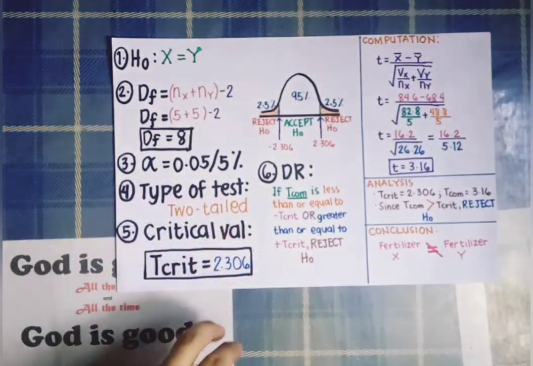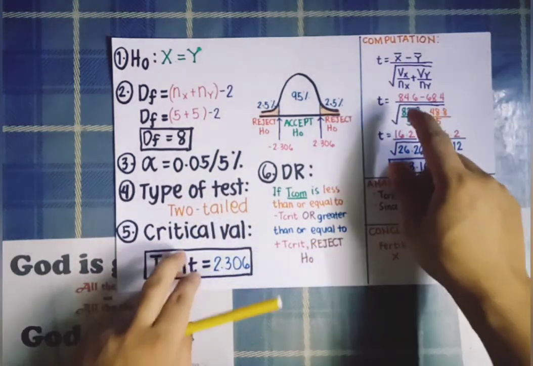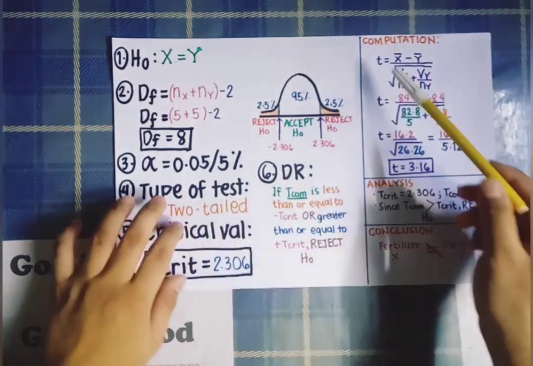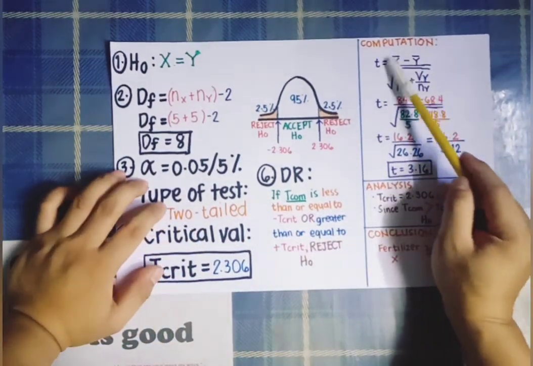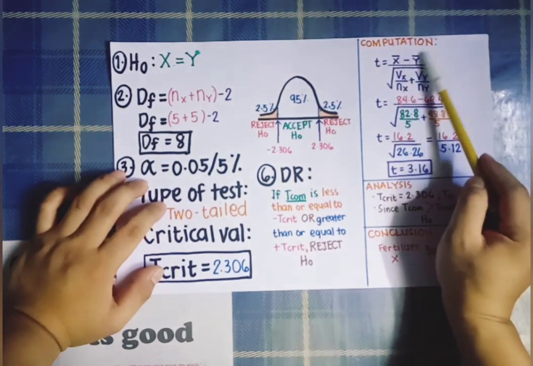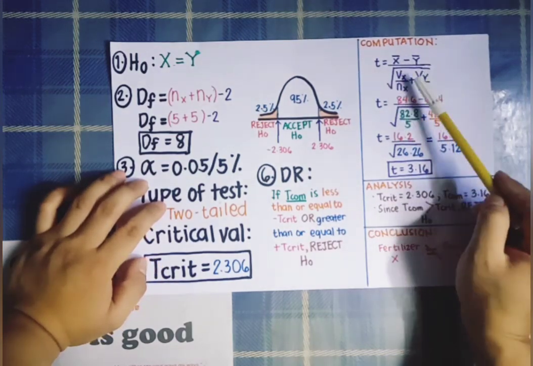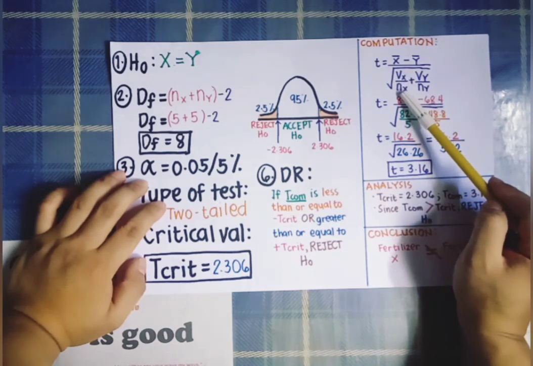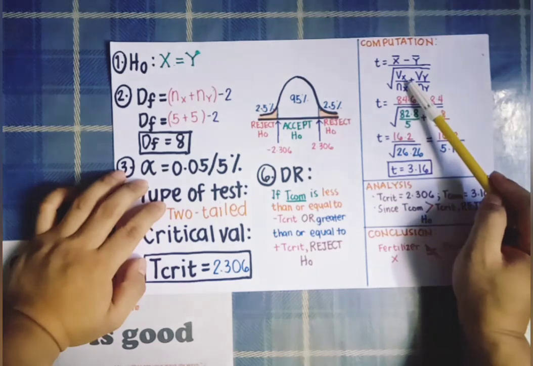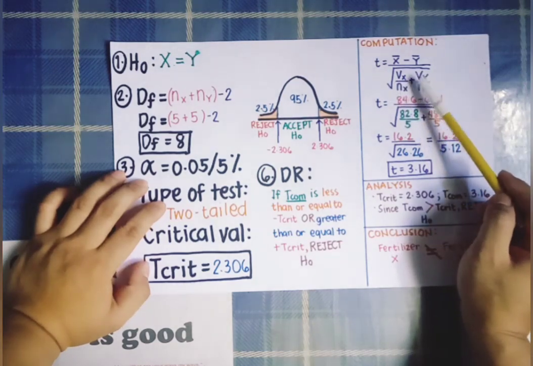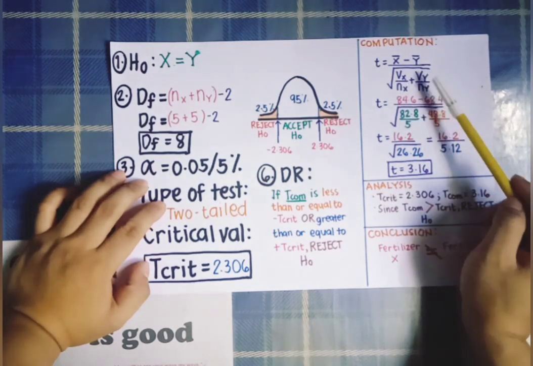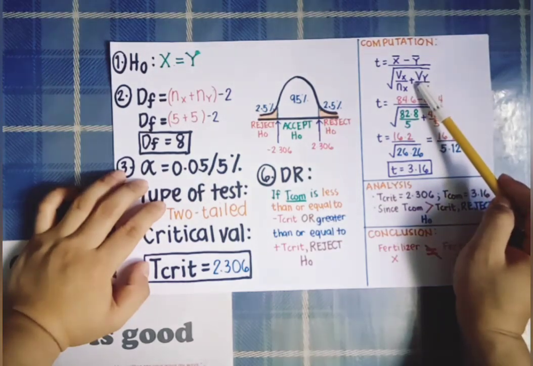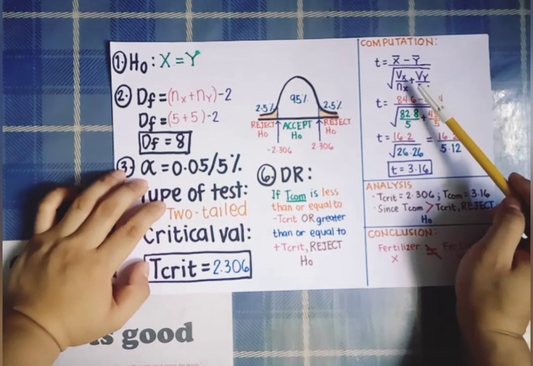So this is now the formula for the t-value in independent samples t-test. t is equal to the mean for x minus the mean for y over the square root of Vx, the variance for x, over the sample size for x, how many tomato plants are there in fertilizer x, plus the variance for y over the sample size for y, how many tomato plants are there in fertilizer y.